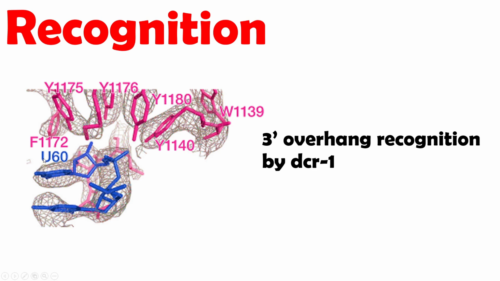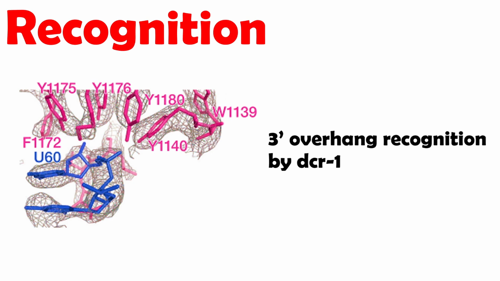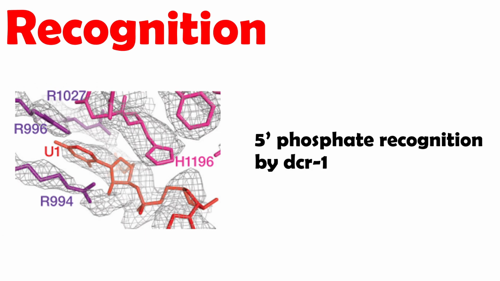So these nucleotides are held using a pocket formed primarily by aromatic residues from the PAS domain. The figure represents here that this area forms a pocket-like domain, so that this Dicer 1 PAS domain can recognize the 3' overhang region. The next recognition is also by Dicer 1, by its other pocket domain.